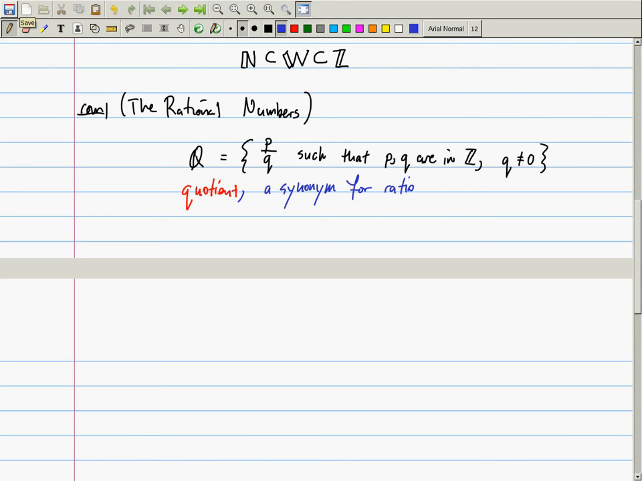Okay, so there's one more set that we're going to talk about. Before we get further, though, can someone tell me a quotient, a rational number, which is not an integer?